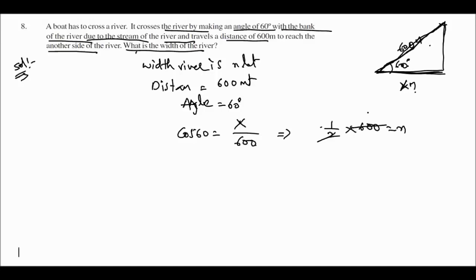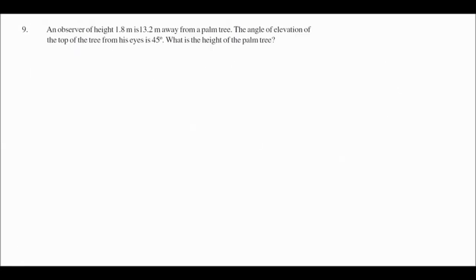So 2 into 150 is 300. So x is equal to how much? 300. So this is the distance between the two sides of the river. The river flows with the width of this much. What is the width of the river? The width of the river is 300 meters.